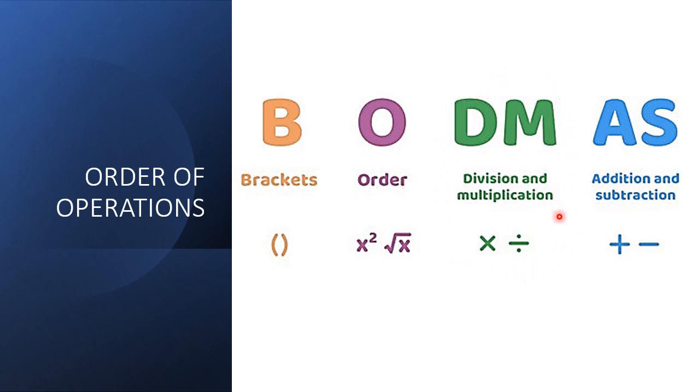So third on the priority list, division and multiplication. And those expressions will be evaluated from left to right. And then last on the priority list is addition and subtraction, and that will be evaluated again from left to right. So always remember your order of operations, BODMAS. We call it the golden rule of mathematics.